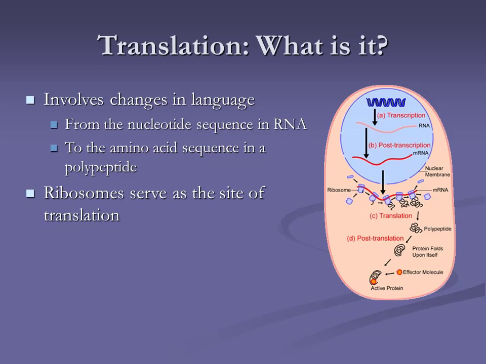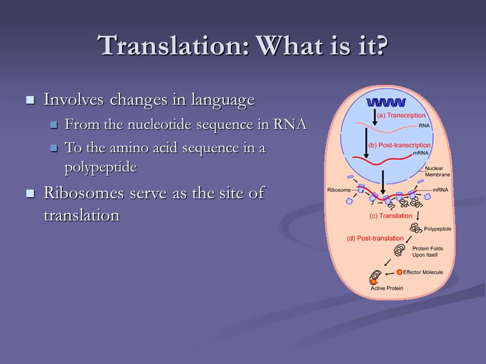So what we're doing with translation is we are changing our language from nucleotides to amino acids. But it will be the nucleotides and the codes that are present in those three-letter words called codons that will dictate and direct which amino acids go in which sequence.